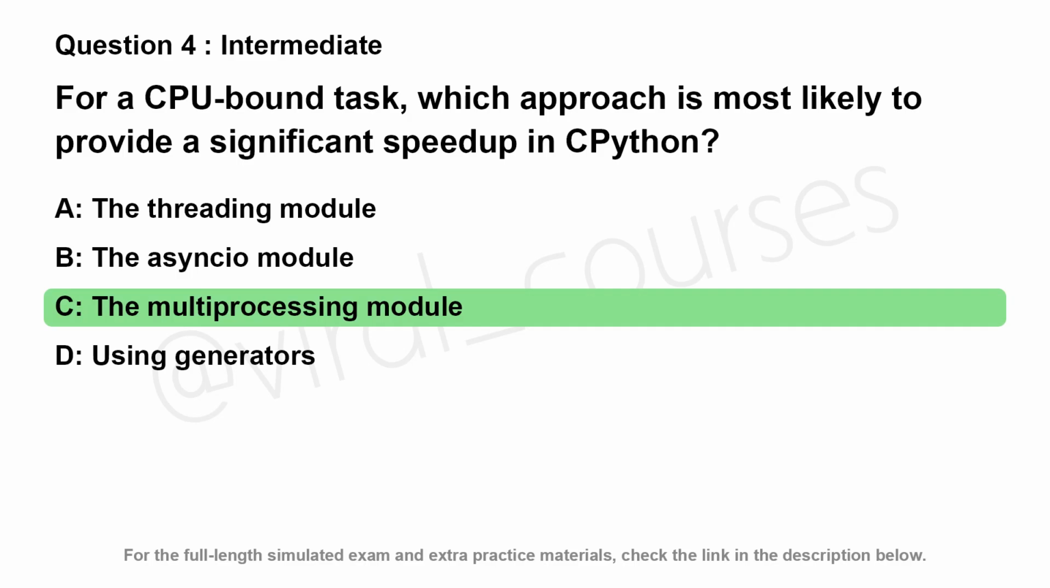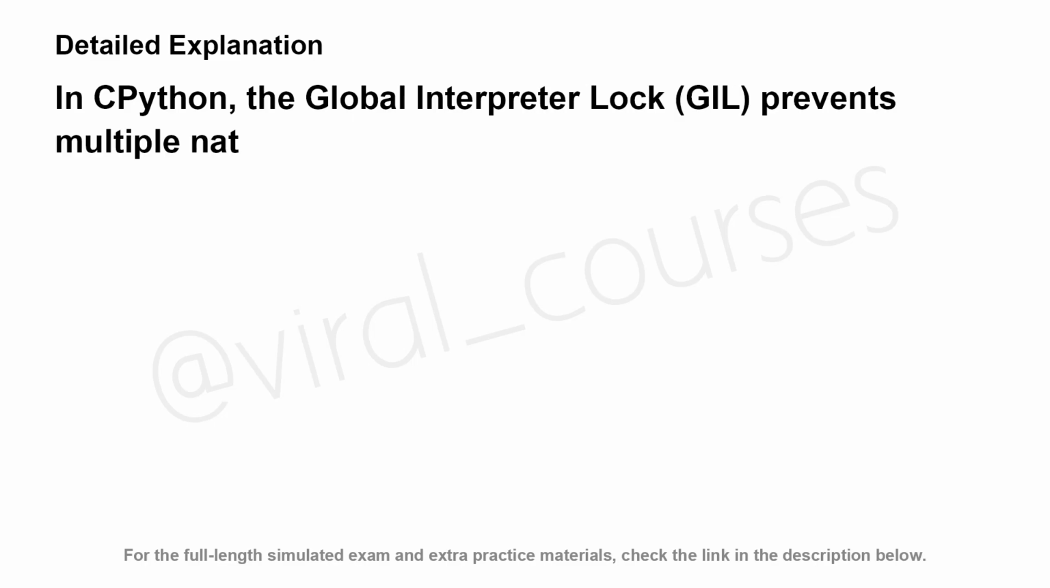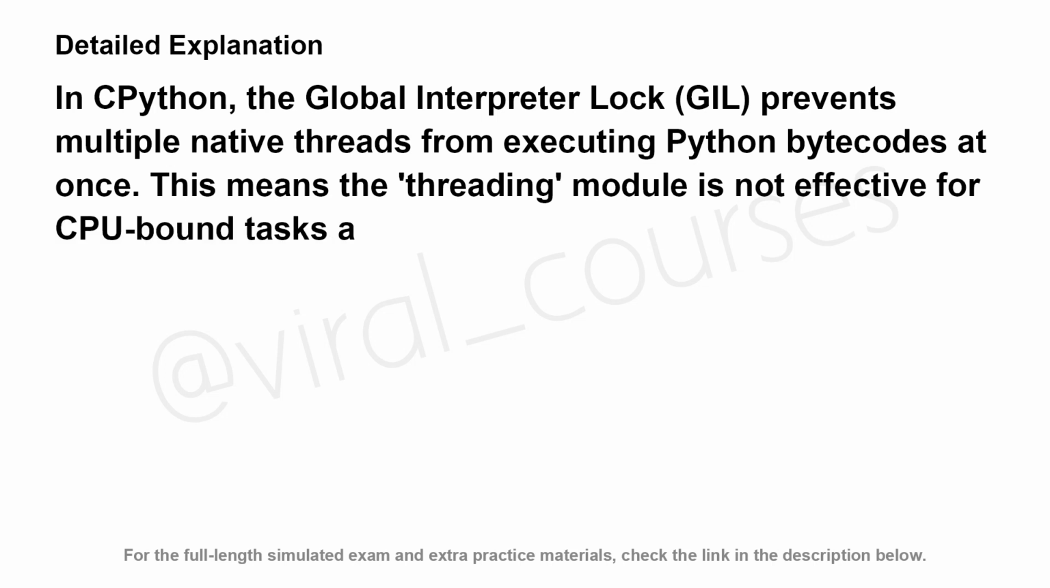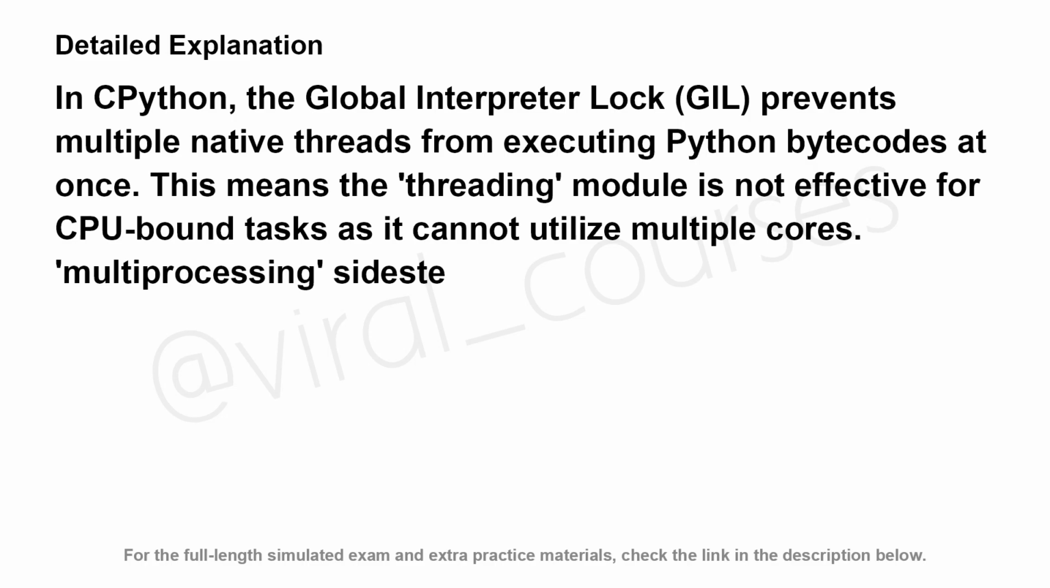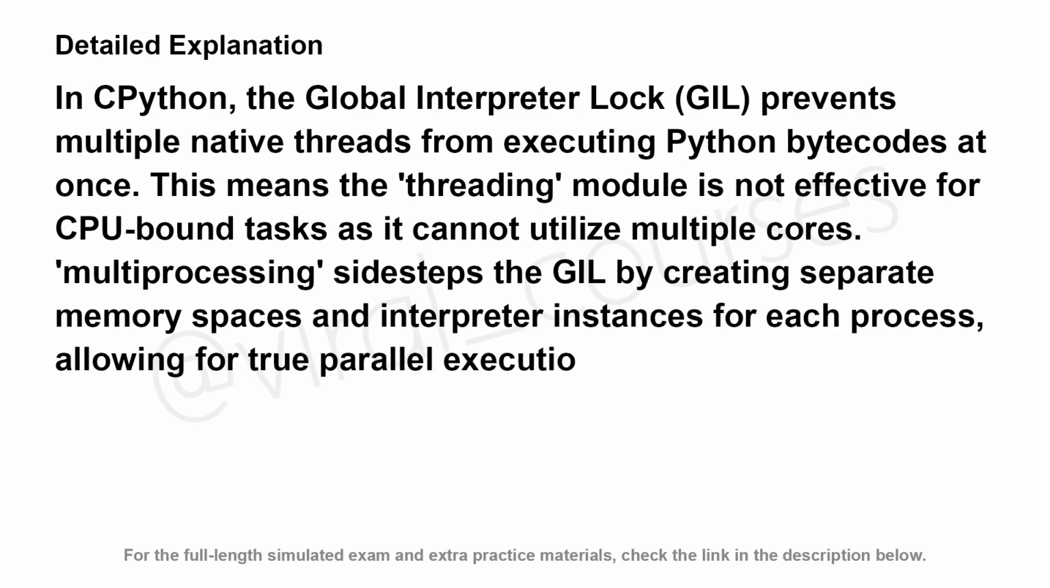The correct answer is C. In CPython, the global interpreter lock (GIL) prevents multiple native threads from executing Python bytecodes at once. This means the threading module is not effective for CPU-bound tasks as it cannot utilize multiple cores. Multiprocessing sidesteps the GIL by creating separate memory spaces and interpreter instances for each process, allowing for true parallel execution on multi-core systems.